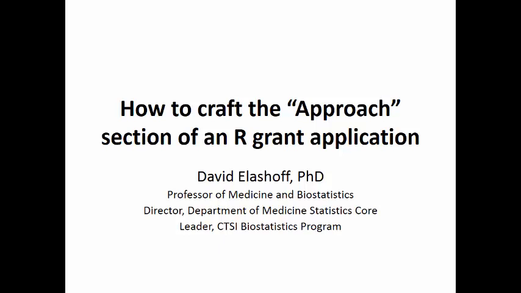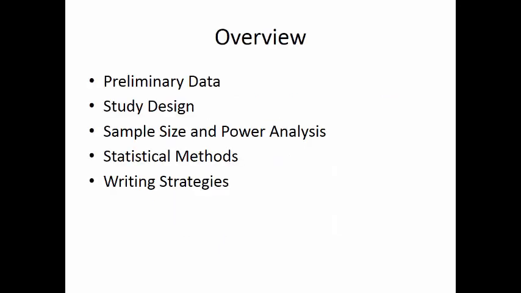So seeing lots of mistakes and lots of high quality grants, I'll try and give you somewhat of an idea of what separates the two. Okay, so the overview: I'll talk some about the key sections in the approach, the preliminary data, the study design, and since I'm a statistician, I'm going to focus on the sample size and statistical method section, and then talk a little bit about general writing strategies.